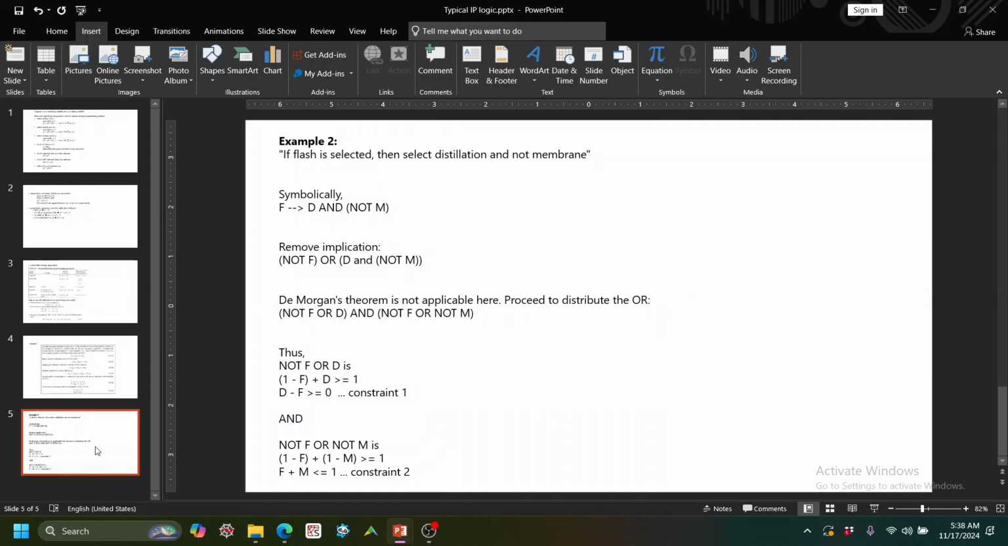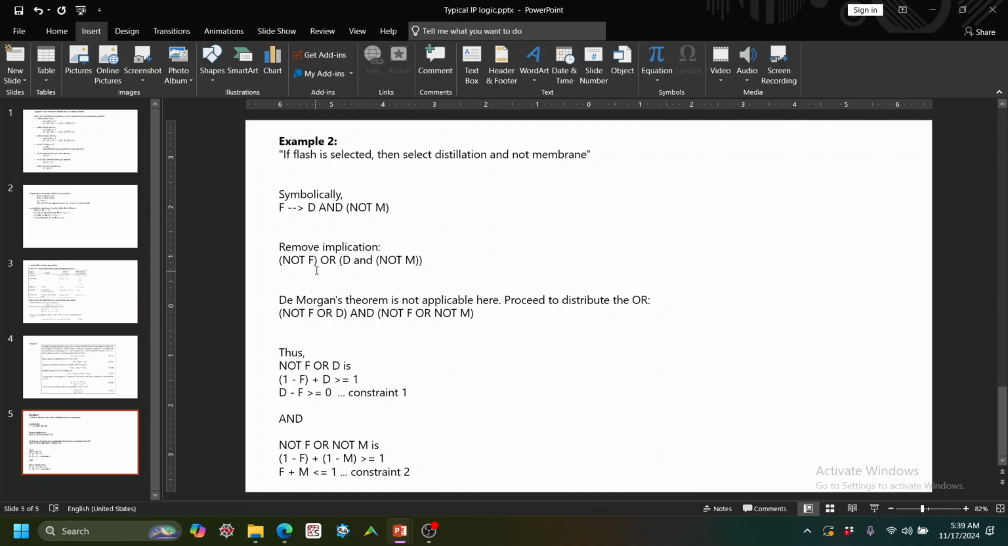And then the second example, so I hope that was clear. If flash is selected, then select distillation, not membrane. So if you use flash, then use distillation, not membrane. So we can have this F: if F, then distillation and not membrane. So we remove the implication. That means we negate this guy, not F, or, and then this guy stays the same, D and not M, right? And because the NOT is not outside of the OR, there is no De Morgan's theorem over here.